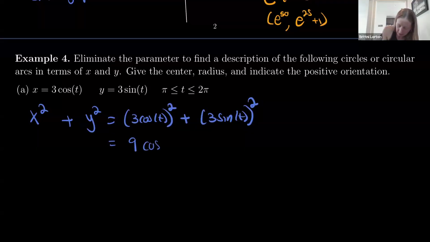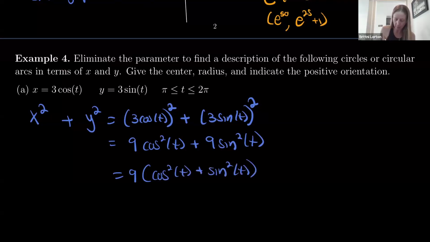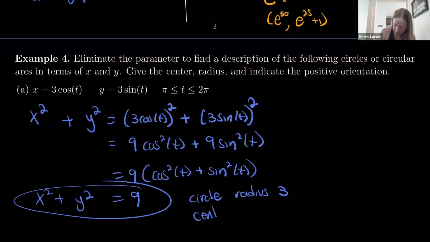This becomes 9 cosine squared of t plus 9 sine squared of t, which in this case I can factor out the 9, and I'm left with cosine squared plus sine squared, which we know to be 1. So I ended up with the equation x squared plus y squared equals 9. I eliminated the parameter. Not only did I eliminate it, that is clearly a circle, and we know that is the circle of radius 3, and that circle is centered at 0, 0.